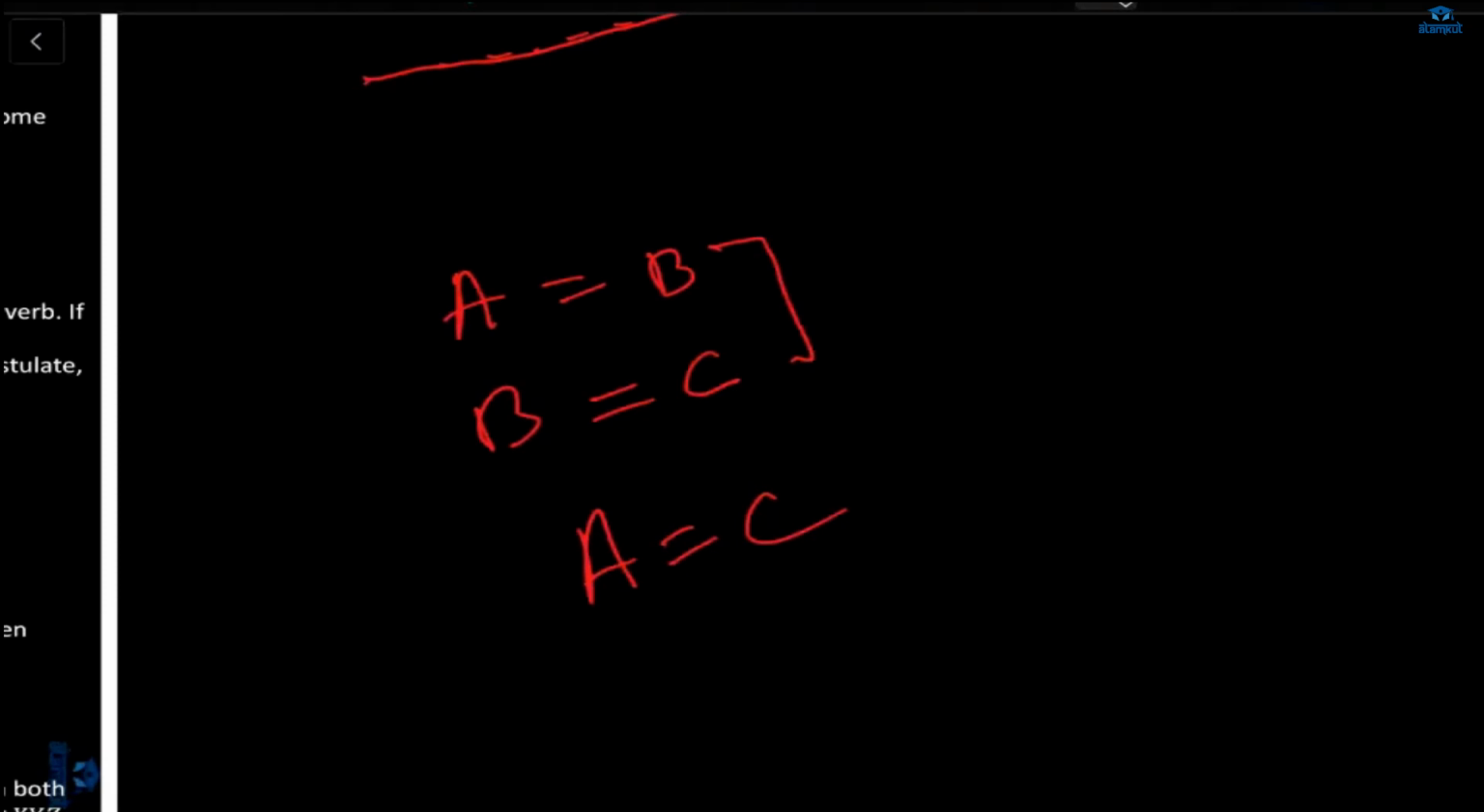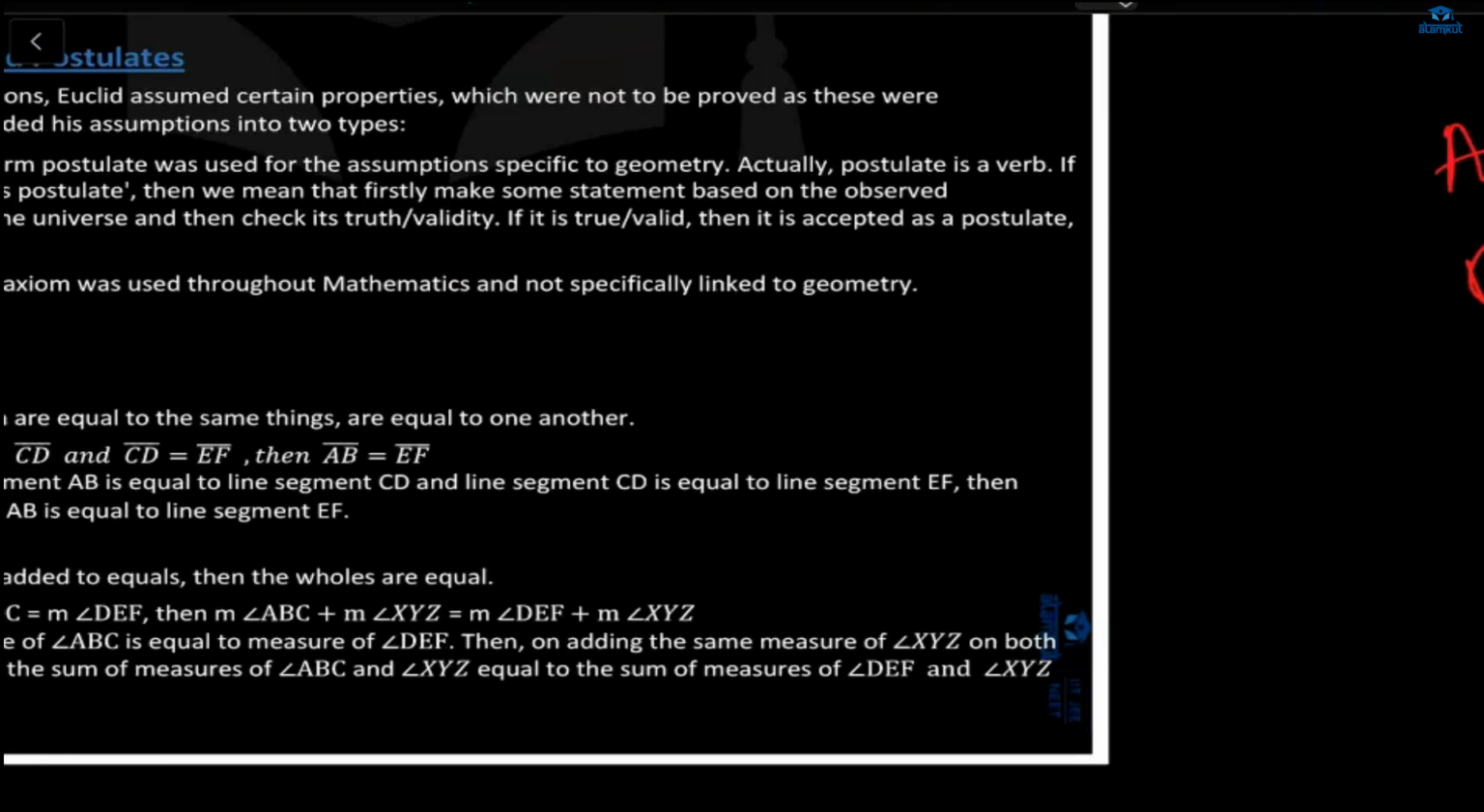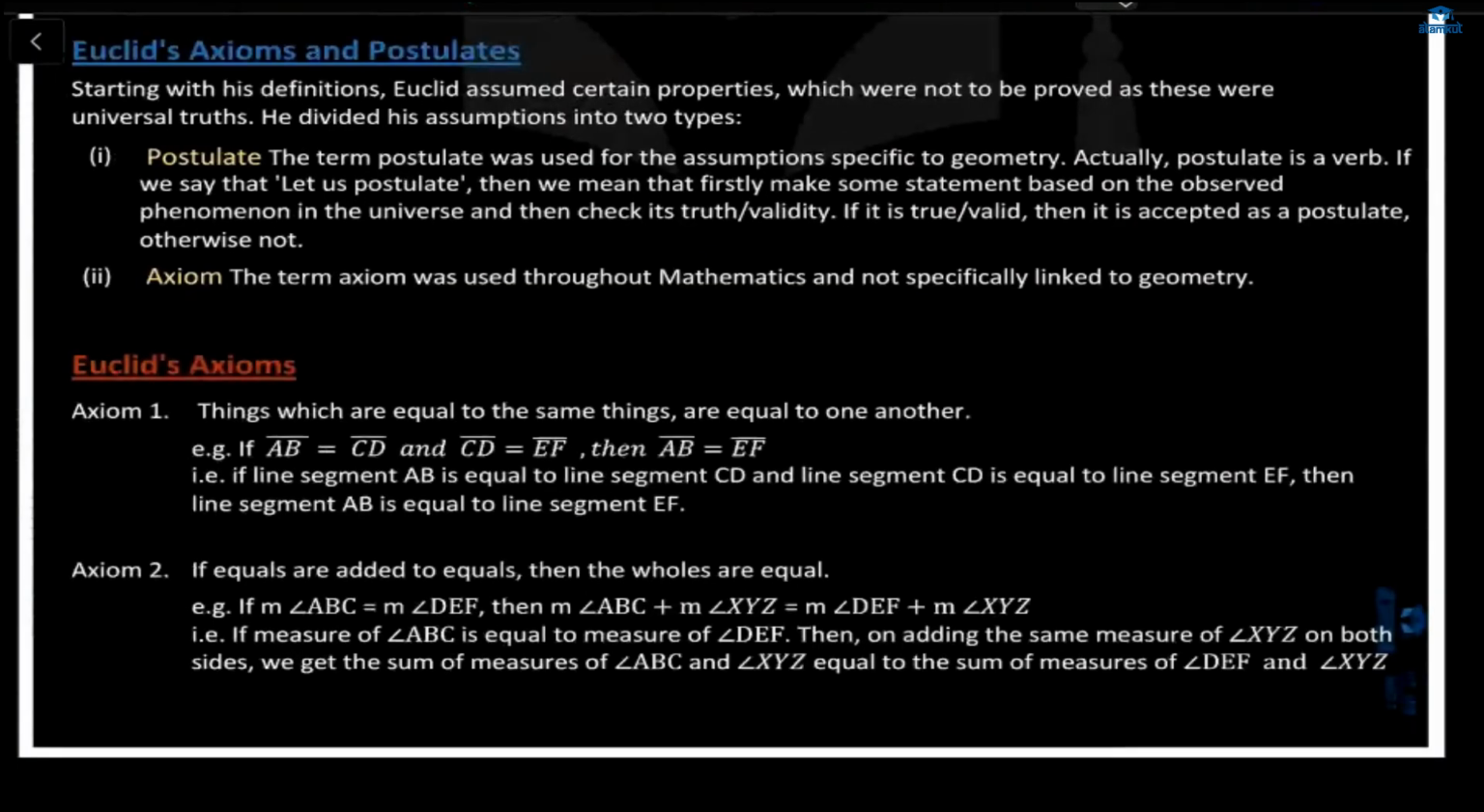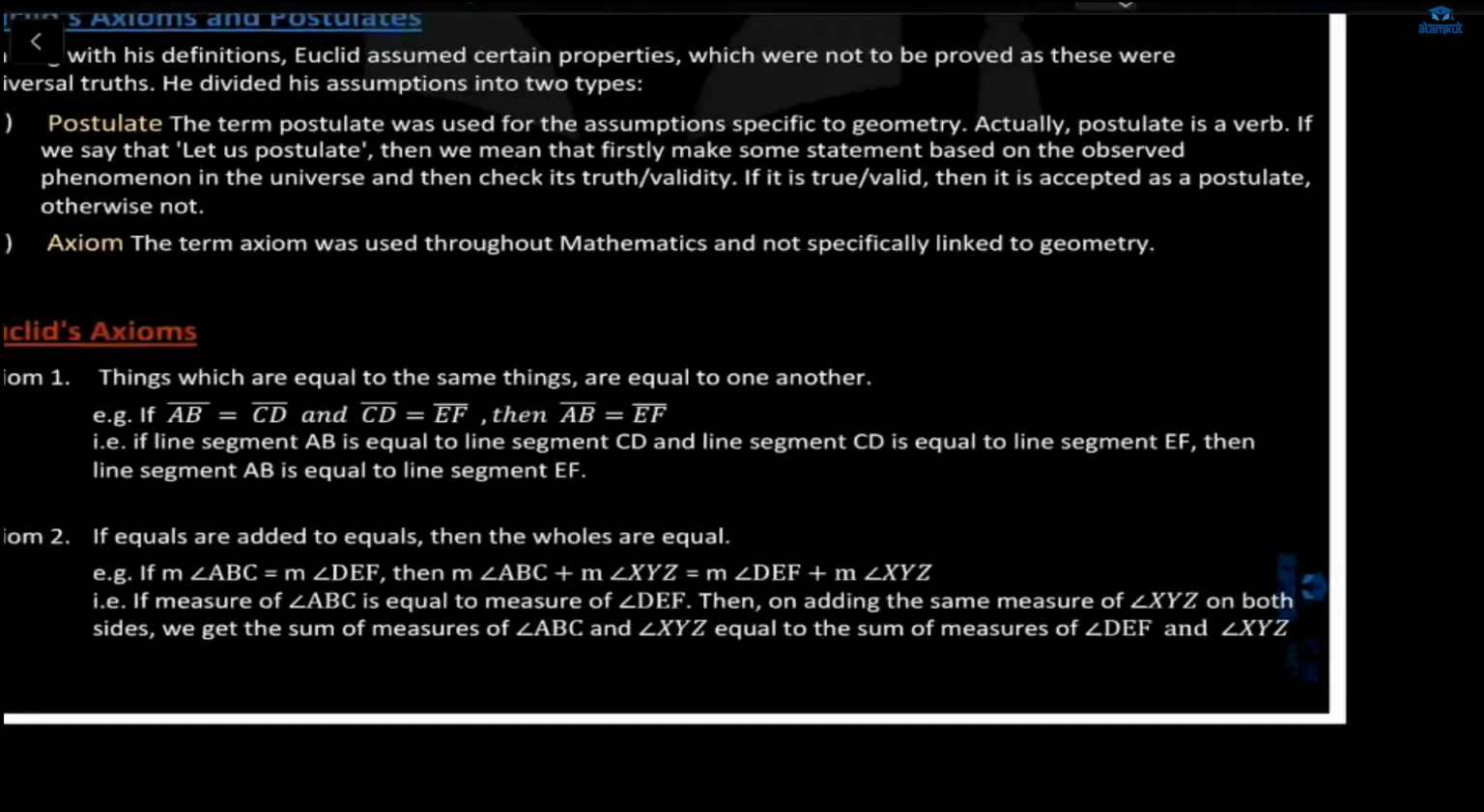This statement is saying that things which are equal to the same things are equal to one another. That means if A is equal to B and B is equal to C, then A will be equal to C. Understood? You can see here a line segment, a dash, that means a line. If line segment AB is equal to line segment CD and CD is equal to EF, that means AB is equal to EF.